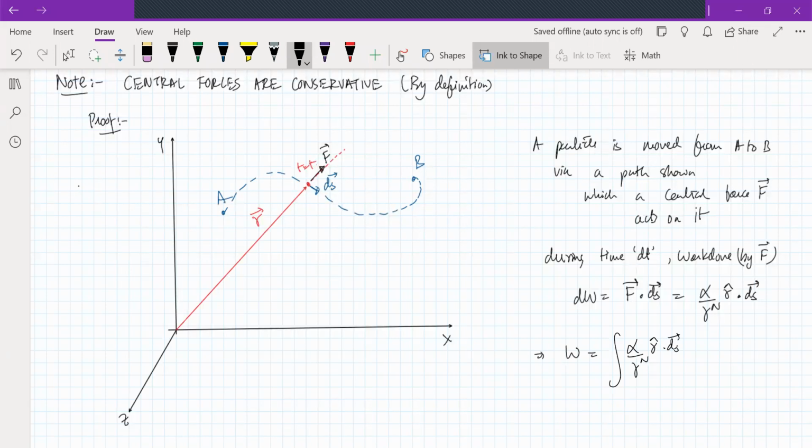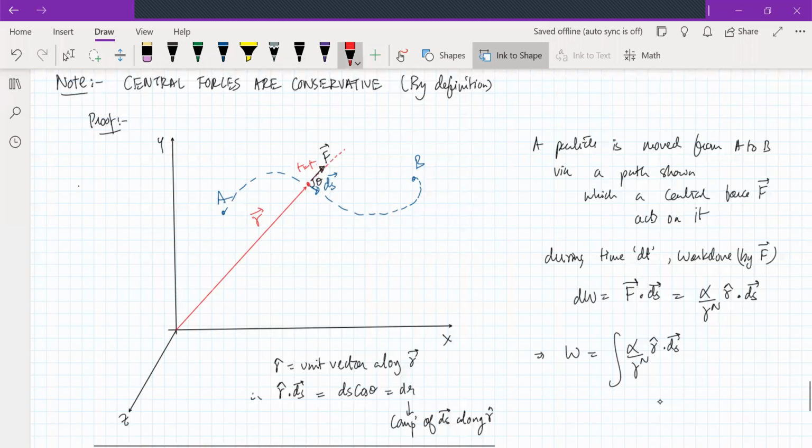Now if you pay attention here, r cap is the unit vector along r. So therefore r cap dot ds will become nothing but ds cos theta, where theta is this angle. It is the angle between the unit vector r cap, which is the same as the direction of the force, and the differential displacement ds. So this is nothing but dr. That is the component of the displacement along the radial unit vector, or along r cap. So r cap dot ds, this whole complicated thing, can be reduced to something very simple. It is the small change in r, dr. When the body is moving by some ds, it causes some change of position with respect to the origin. So the magnitude of that change in position is dr. So that is nothing but r cap dot ds.